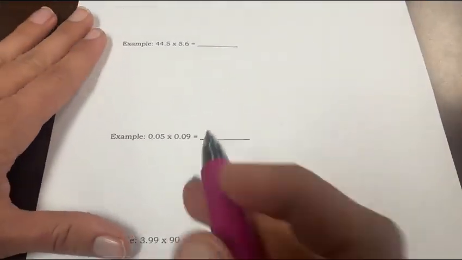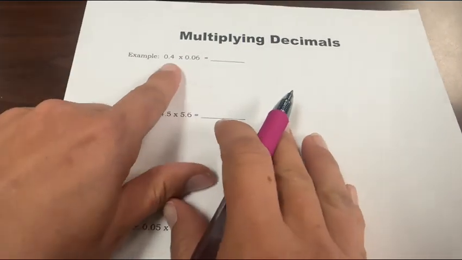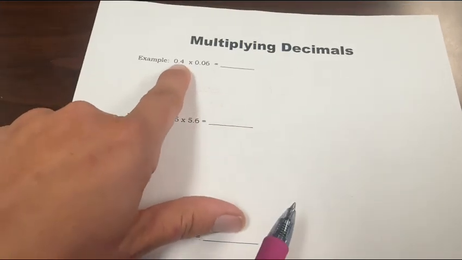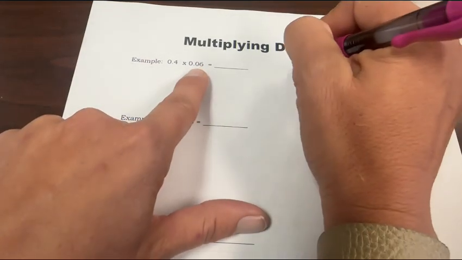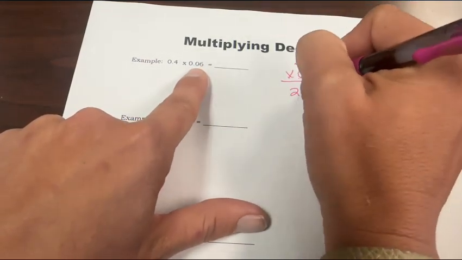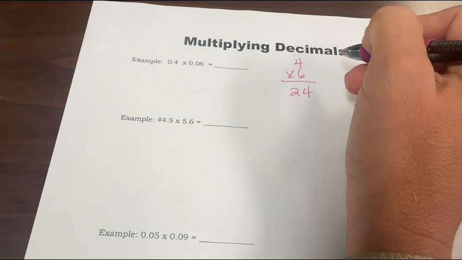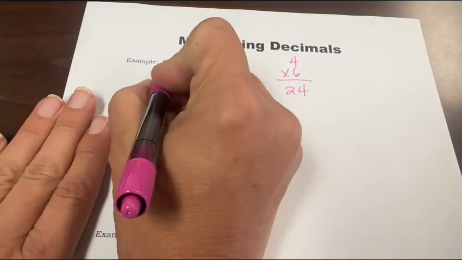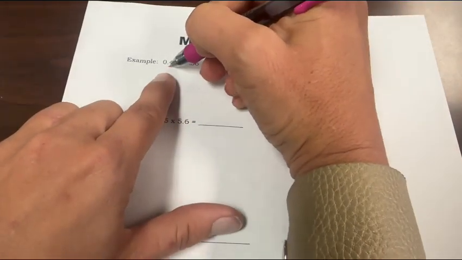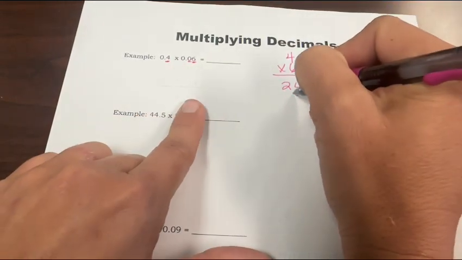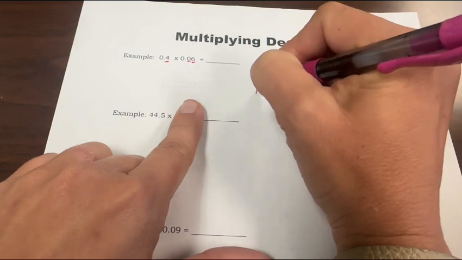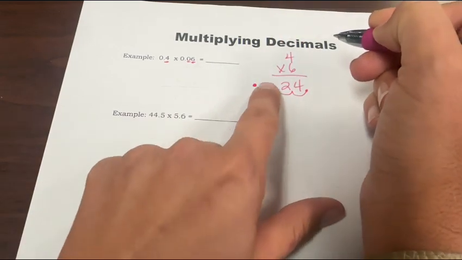All right, next page. We're going to ignore the decimals and just treat these as whole numbers. So I'm just going to say 4 and 6. I'm going to get rid of all those extra zeros. So 4 times 6 is going to be 24. And then I'm going to count the places to the right of the decimal. So I've got 1, 2, 3 total. So I'm going to say 1, 2, 3. There's my decimal. So I've got to have 3 places.